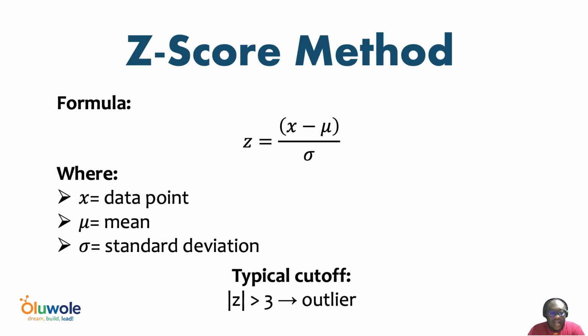Anything beyond that, I just gave 3 as a typical cutoff. Maybe your standard deviation is 3. You calculate your mean, and for that particular data point, maybe among 100,000, 200,000, you do this calculation and it's giving you something greater than your standard deviation cutoff, then you know that it is an outlier.